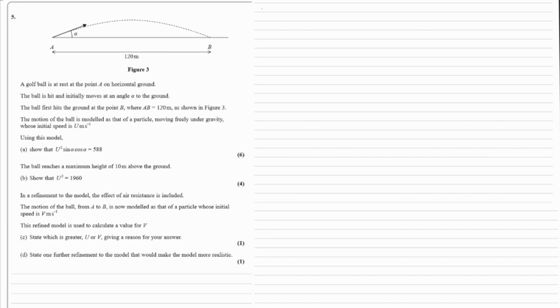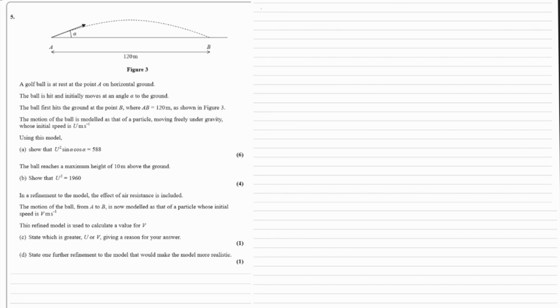Using this model, part A showed that u squared sine alpha cos alpha is equal to 588. So the first thing to do for any projectiles question is to find the horizontal and vertical components of motion. We know that the horizontal displacement is 120, so we can put our S in horizontal as 120 meters. We know that u is a diagonal vector, so we need to find the horizontal and vertical components of that vector. Using trigonometry, the horizontal component is going to be u cosine alpha, and the vertical component is going to be u sine alpha.